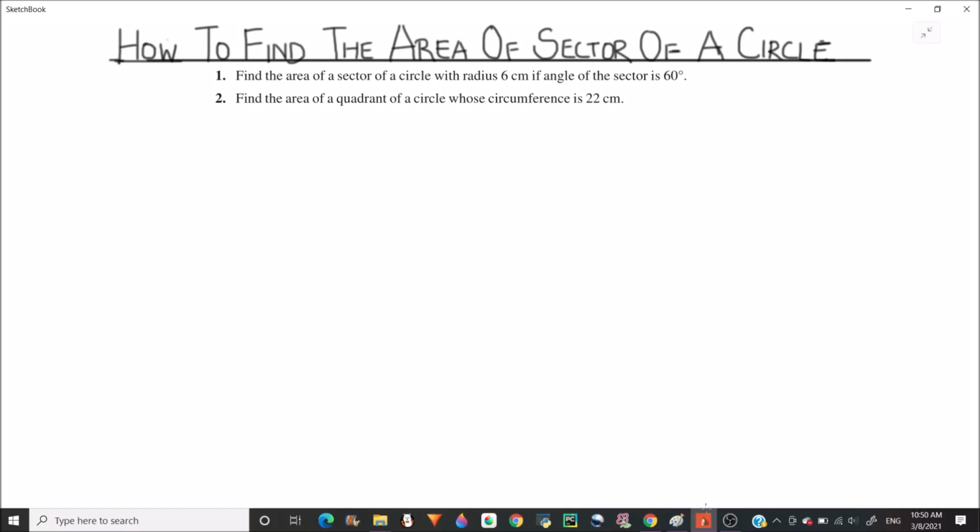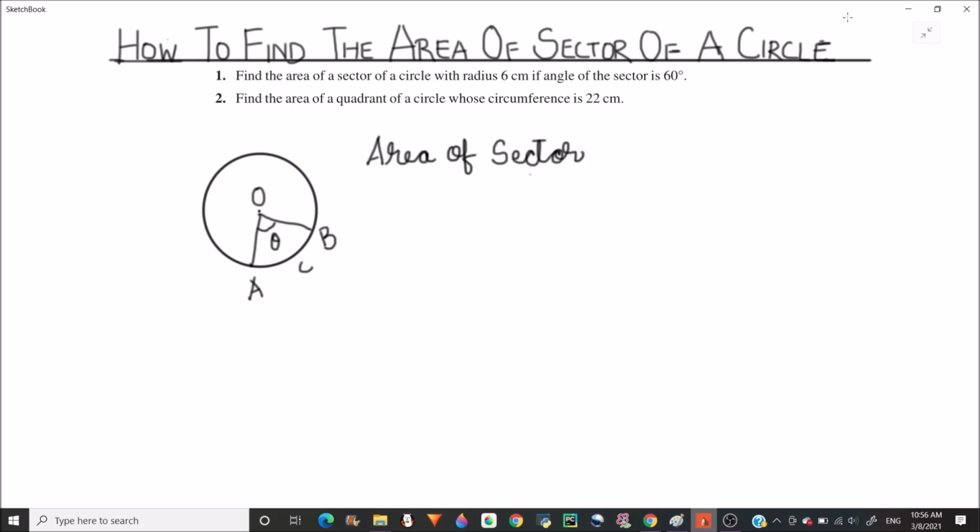Hello everyone, today in this video we are going to learn how to find the area of sector of a circle by using a formula. So I have drawn a circle here to understand what's the sector and how do we find the area of the sector. So let us consider a circle where OACB is a sector of the circle making an angle of theta at the center O of the circle.